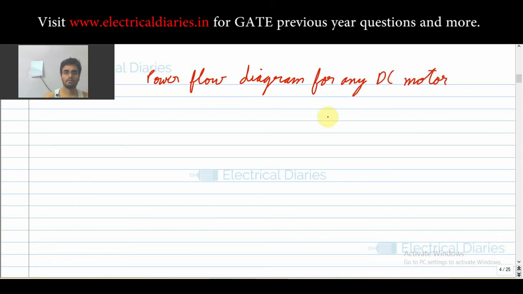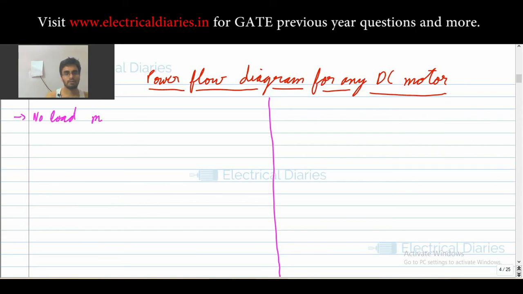Okay, so you don't need to mug up, you just be with me and you will feel what I am trying to say and how I am approaching. So the power flow diagram for any DC motor we are studying. And I will also tell you about the no load. What is the meaning of no load when it is given?